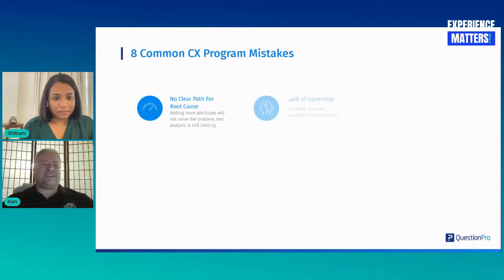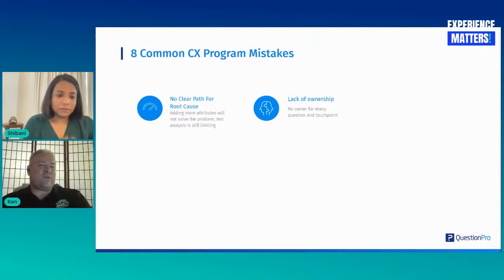So the next one I like to talk about is lack of ownership, and it's very similar to what we were just referencing there. This can be for every question and for every touch point. We often have touch points where the owner isn't present. I've seen it several times where, hey, we're going to put together a customer experience program, and we're going to put a survey on the website. And oh, by the way, we didn't include anyone from IT in this discussion. They're the ones that are responsible for developing, managing, maintaining, and we didn't bring anyone in. So we're just going to ask similar questions to what we ask.